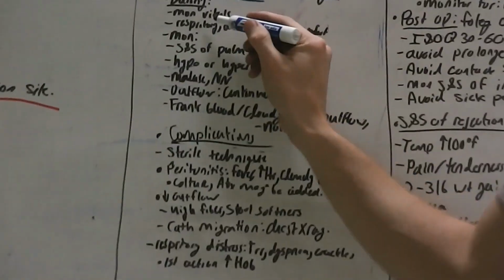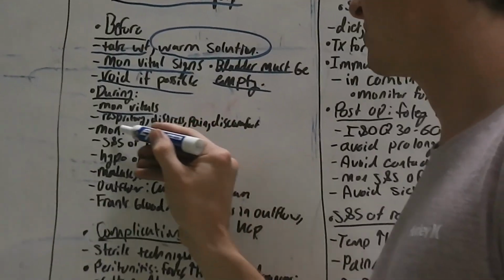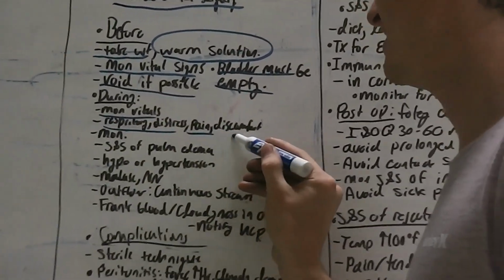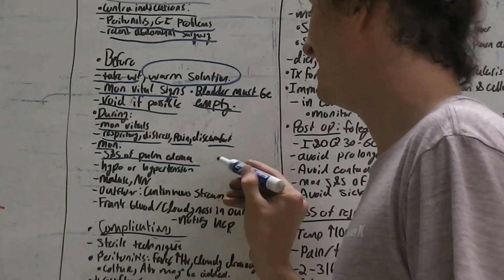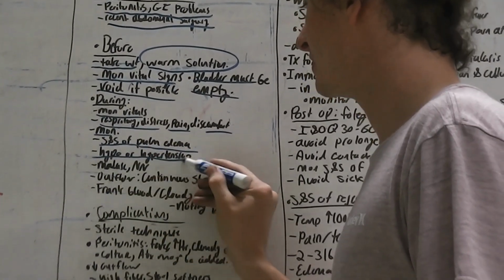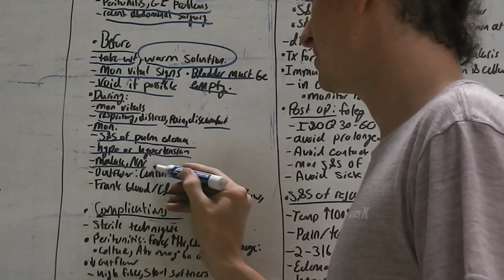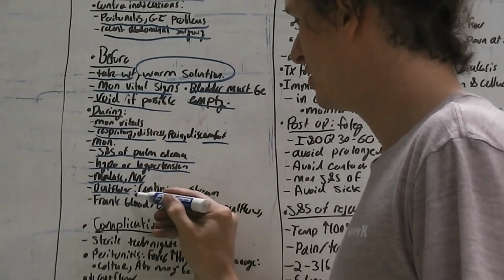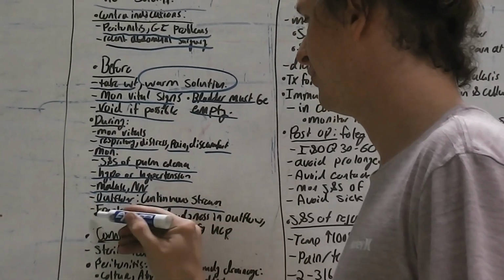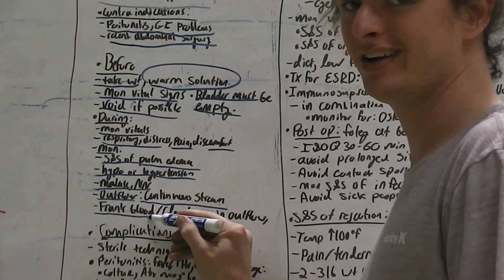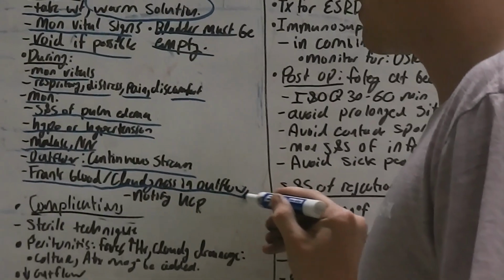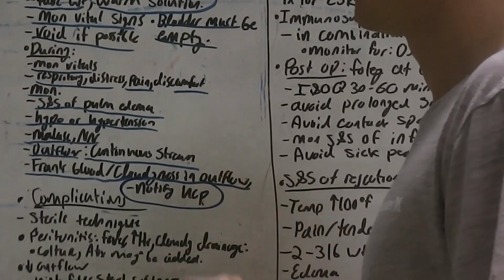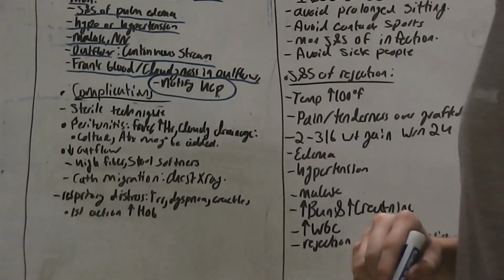During, we need to monitor the vital signs. If they have respiratory distress, we can see it with pain and discomfort. We need to monitor for the signs and symptoms of pulmonary edema, hypo or hypertension, malaise and nausea and vomiting. Outflow should be a continuous stream, and if we see frank blood or cloudiness in the outflow, what do we need to do? Notify the healthcare provider.